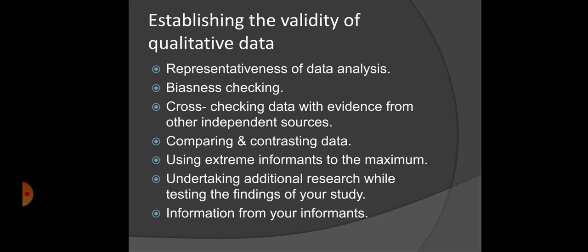If the research has any bias, we have to cross-check the data and the evidence from independent sources which we collect. We have to compare and contrast the data in the qualitative data, which helps in validation. Using extreme informants to the maximum means we use various sources of data collection for our analysis.